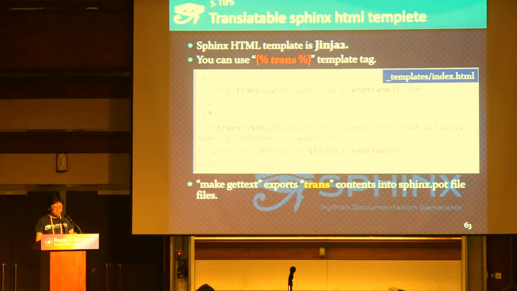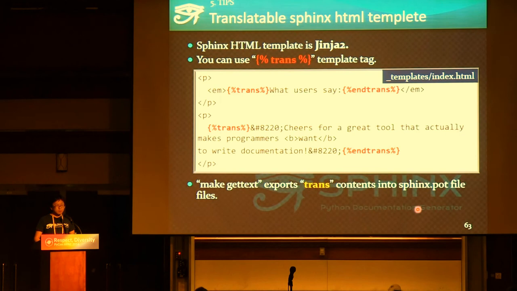And the next tip is translatable Sphinx HTML templates. Sphinx HTML templates are written in Jinja2. So you can use the trans template tag like this. The trans template tag is marked from trans, what users say, and endtrans. This what users say will be extracted into the POT file.